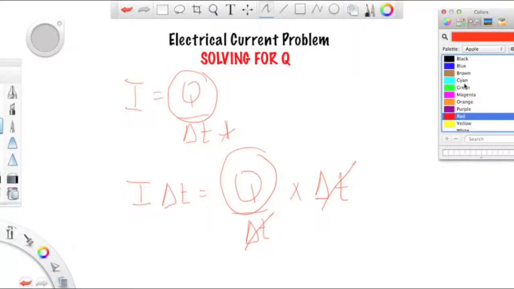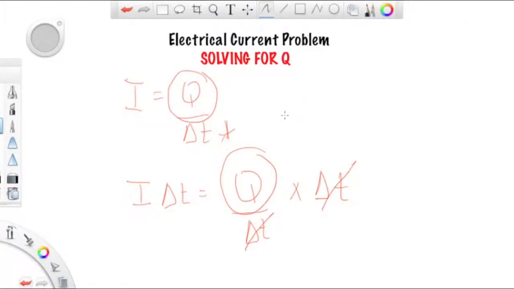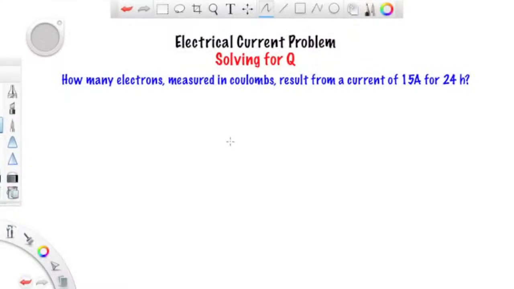So, in final, our formula for solving for Q in an electrical current problem would be I times time equals Q. Let's try doing some practice problems. Alright, it's time to try a practice problem.